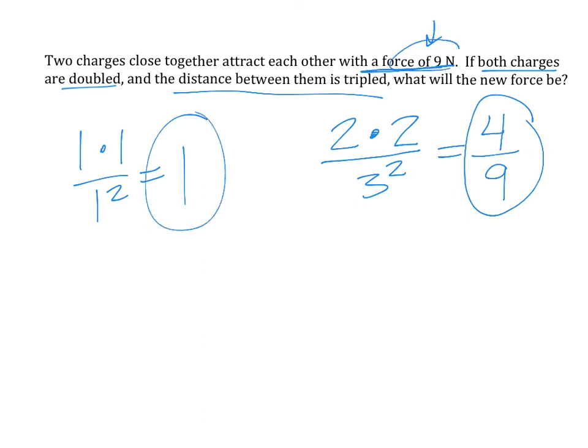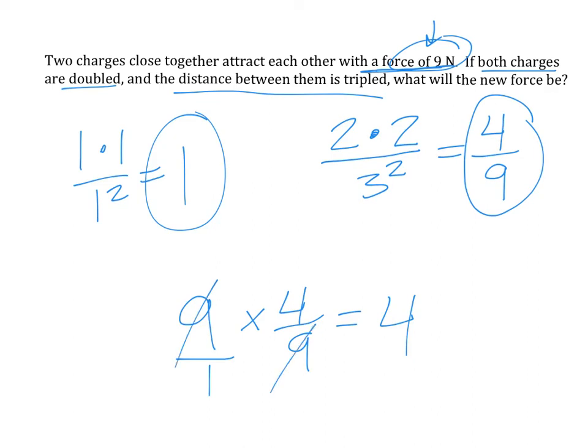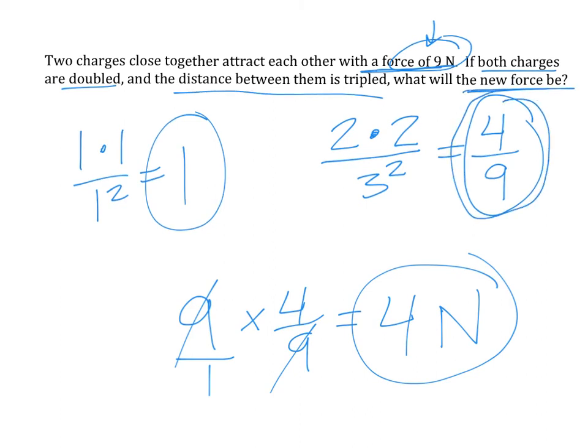So it tells us the original force was 9. So if the original force is 9 and the new force is 4/9 of that, we're going to multiply by 4/9. So 9 times 4/9 equals 4, because it's really like 9 over 1. These cancel, you get 4. So that means the new force would be 4 newtons. So if you're ever asked to actually calculate the new force, you're just going to take this factor and multiply it by the original force. So if this had been a 2, you would double the 9 and get 18, etc.